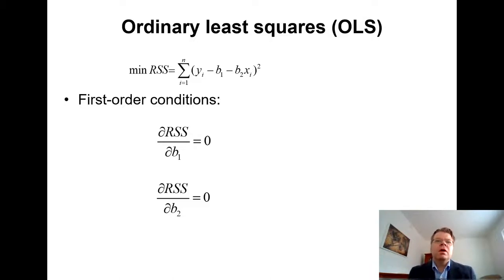So this, of course, requires that the global optimum is found as the solution to the first order conditions. This requires that the objective function is concave. Well, we want to minimize, so it should be convex. Yes. And this actually turns out to be the case because we have this kind of quadratic objective function.